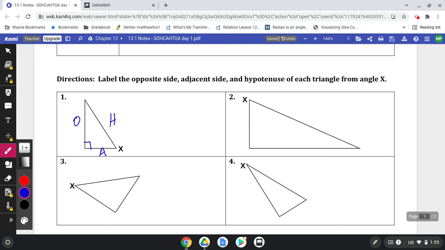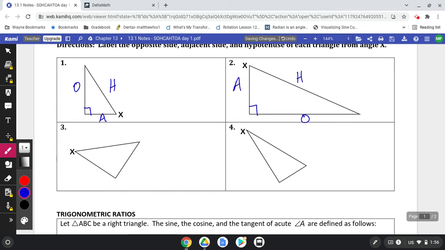On number 2, once again, we'll put a right angle. Now, the hypotenuse is the easiest one to find. The opposite side from angle x is down here on the bottom. The adjacent side next to it is right there. Okay, number 3. Once again, we draw in a right angle, and the hypotenuse is very easy to find. Opposite of that x would go over here, O. Adjacent would go right beside it, right there. And the final one, put in your right angle, the hypotenuse up at the top. Right next to it is adjacent, and opposite is on the other side.